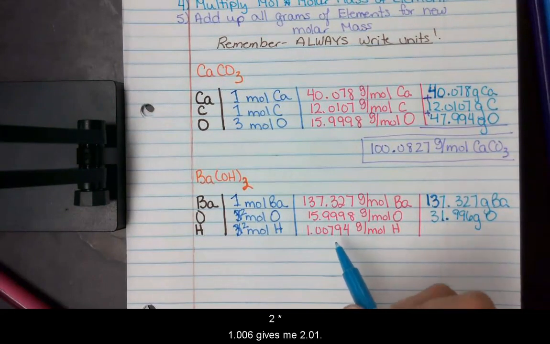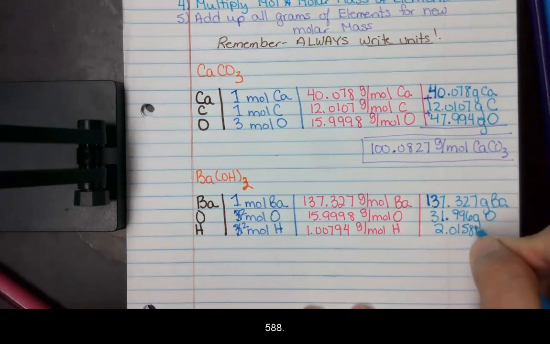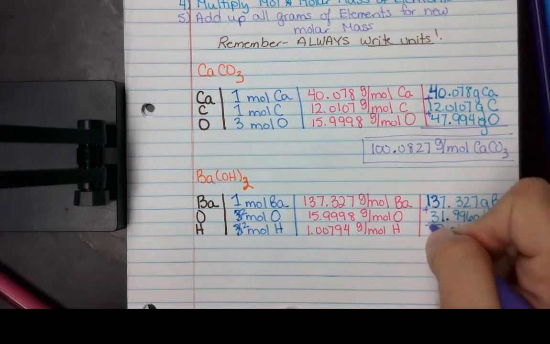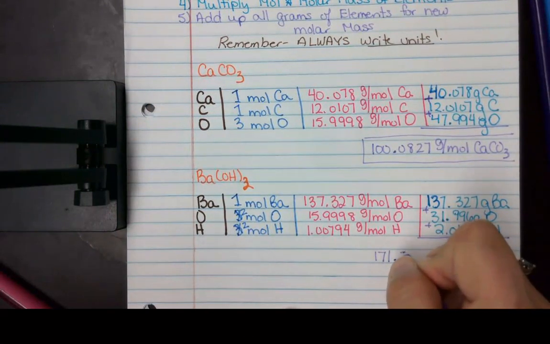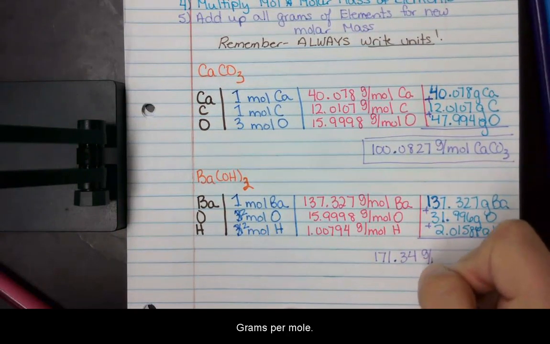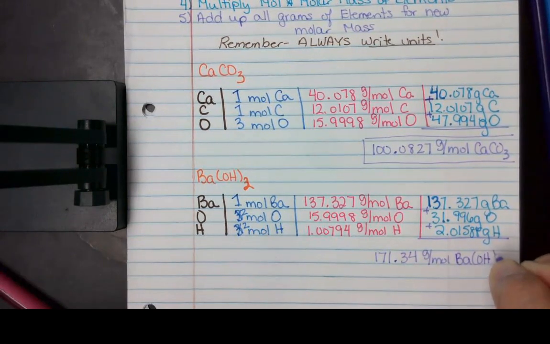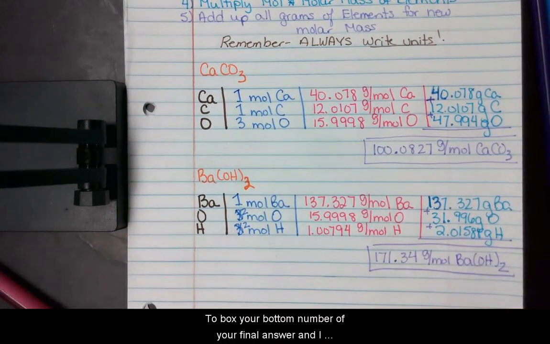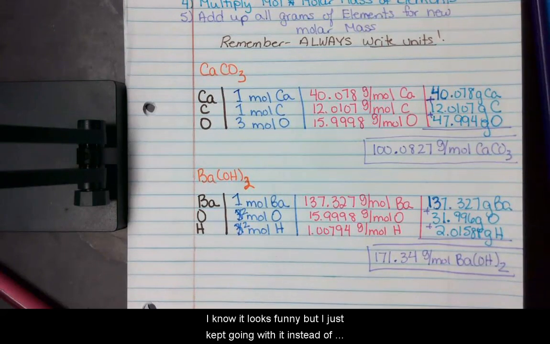And then 2 times 1.006 gives me 2.01588 grams of hydrogen. Again, you're going to add these all up together, and you end up with 171.34 grams per mole barium hydroxide. Don't forget to box your bottom number, your final answer, and I apologize for misreading my own problem. I know it looked funny, but I just kept going with it instead of double checking.